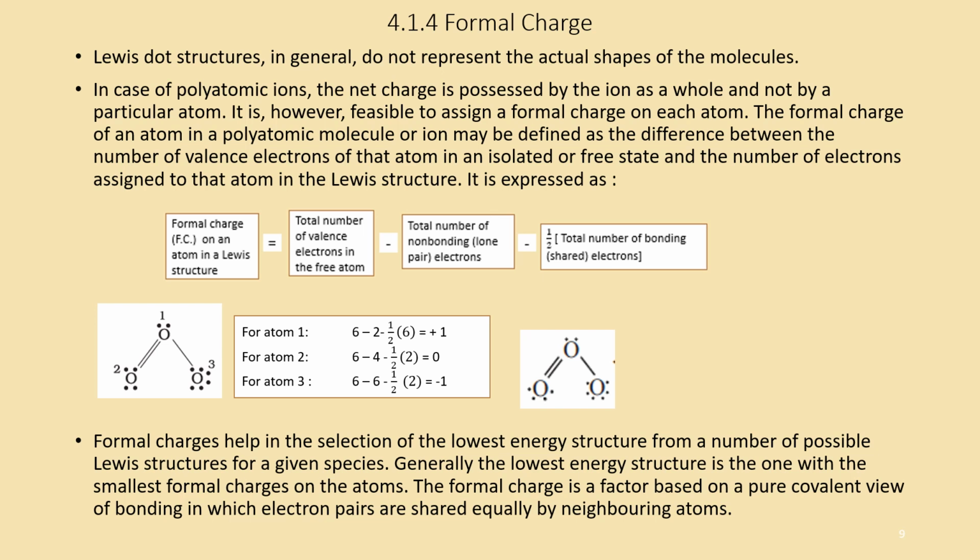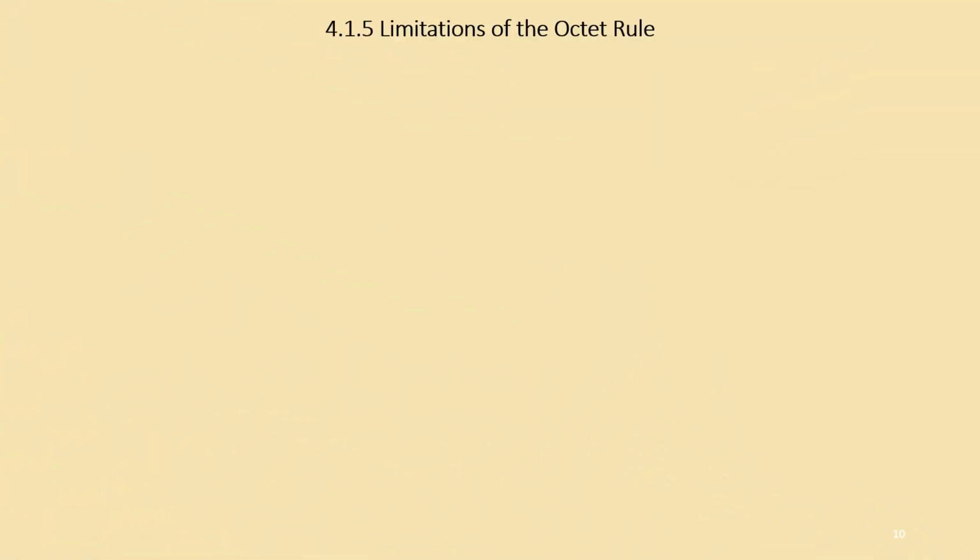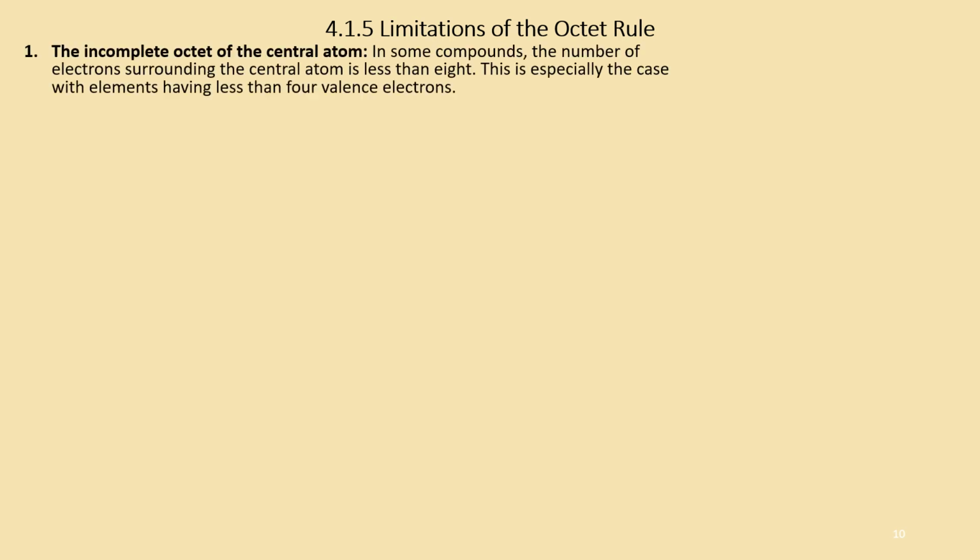Next, we'll discuss the limitations of the octet rule. The octet rule, though useful, is not universal. It is quite useful for understanding the structures of most of the organic compounds, and it applies mainly to the second period elements of the periodic table. There are three types of exceptions to the octet rule.